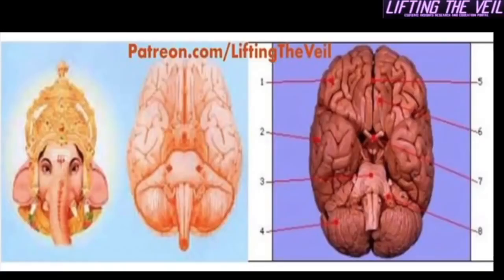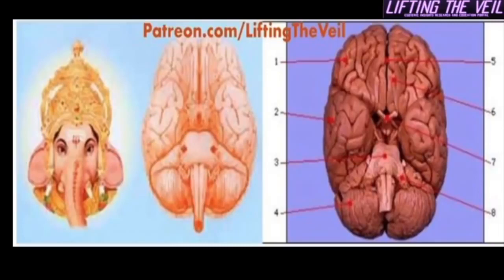The Vedic Devata called Ganesh represents the ventral view of the human brain. This is from Professor Tony Nader, medical doctor, PhD in human physiology.